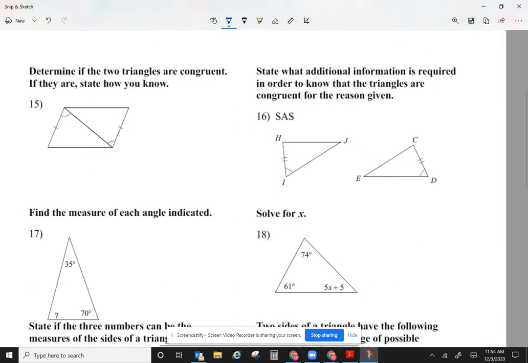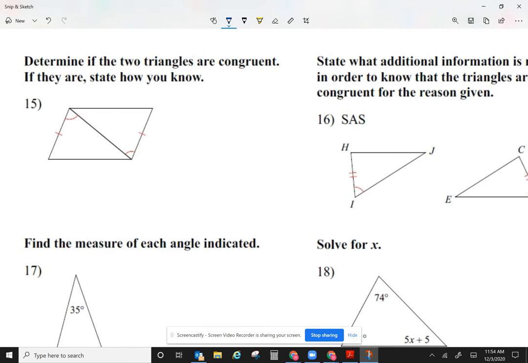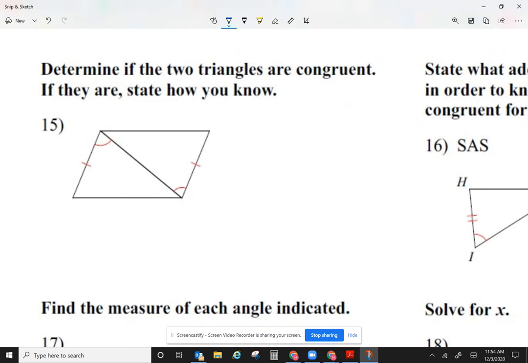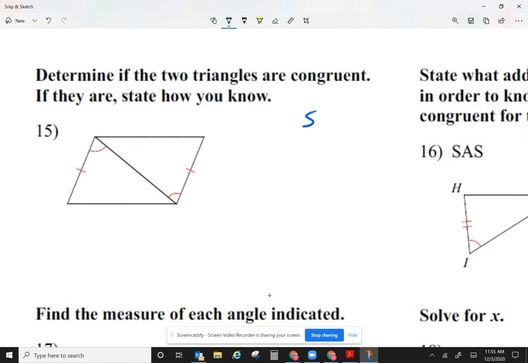We're going to start reviewing triangles. Remember, we have a test coming up. So the first part is determine if the two triangles are congruent. If they are, state how you know. Let me go over the rules that we talked about. One of them was called side, side, side.